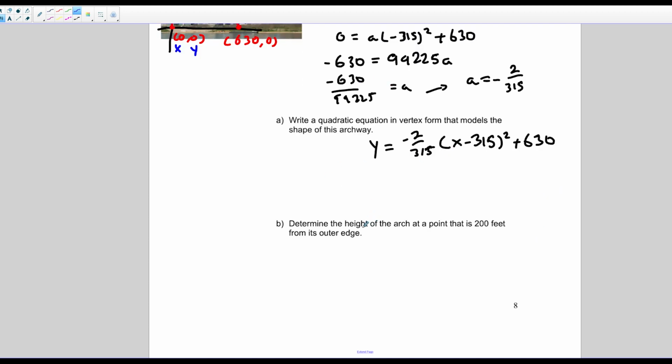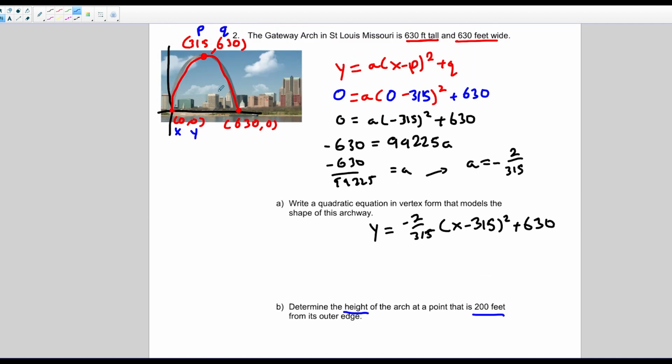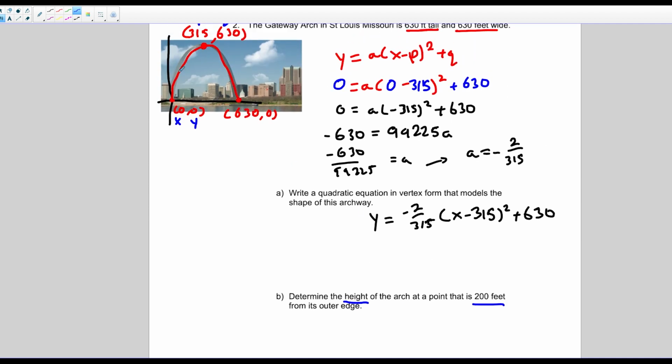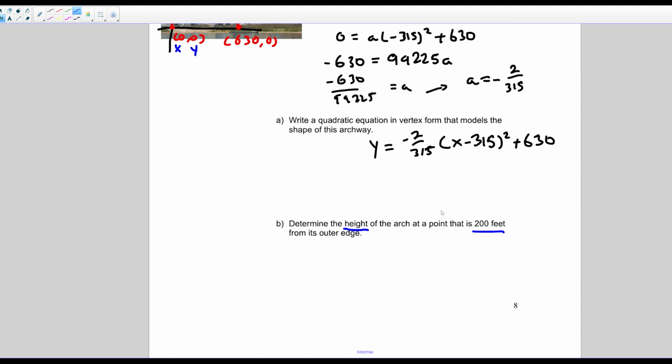The second part of this question says determine the height of the arch that is 200 feet from the outer edge. So 200 feet from the outer edge means that we can look at one of 2 points here. We can look at 200 feet in from the start. So we're going to have 200 feet back from 630, which means we have 430, and then some y value here. So let's use the second point, 430 and y as our x and y.